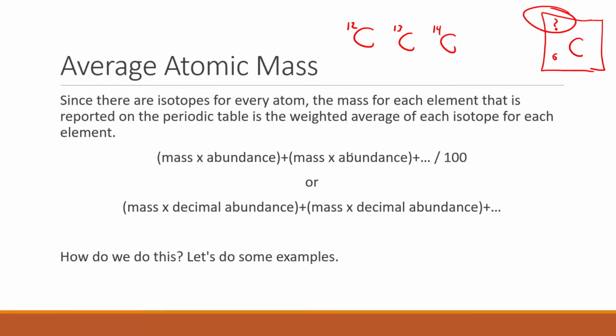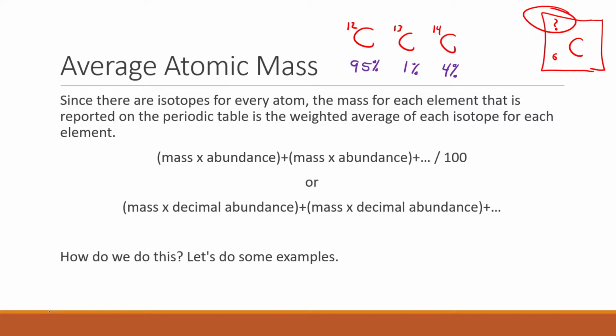So for example, and these are not numbers that are accurate, we'll say 95, 1, and 4% of all carbon. Right, 95% of all carbon is carbon 12. 1% of all carbon is carbon 13. 4% of all carbon is carbon 14. So we're not just going to say 12 plus 13 plus 14 divided by 3, because that would give us 13. We're going to average, taking into account the abundance, the percent of each isotope.